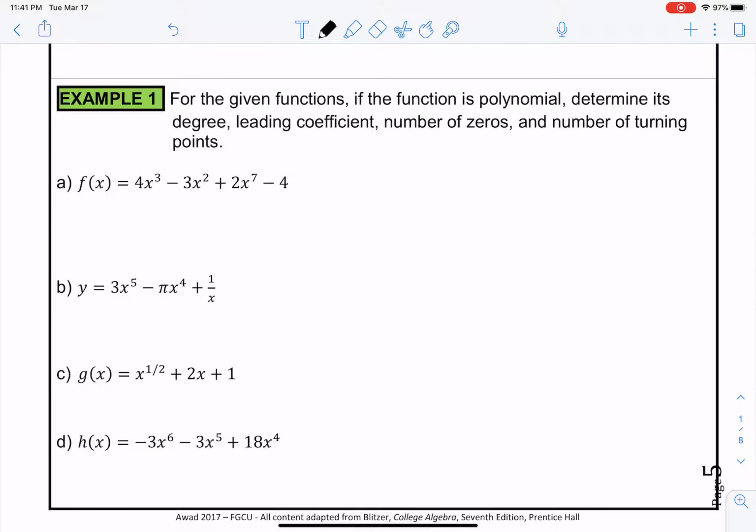So for the given functions, we want to know if it's a polynomial or not, and we have to determine its degree, the leading coefficient, the number of zeros and the number of turning points. So the highest degree here is 3, the highest power. It's 3, which would imply the degree is 3. And is it a polynomial? Of course it is, because if you look at the powers of x, they're all integers.